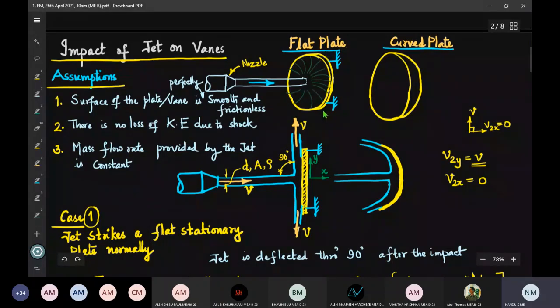Our second case would be a moving plate. Regarding the plate surface, I want to tell you something more: the surface of the plate or vane is smooth and frictionless. Vane is actually a technical term for the plate or blades.